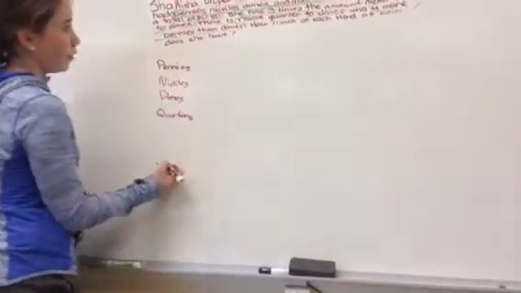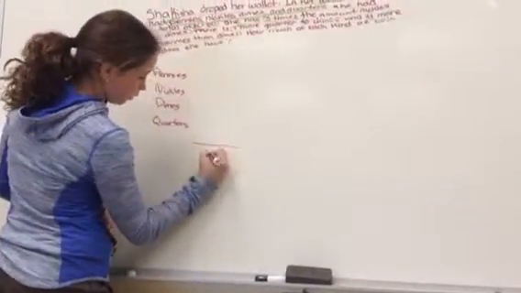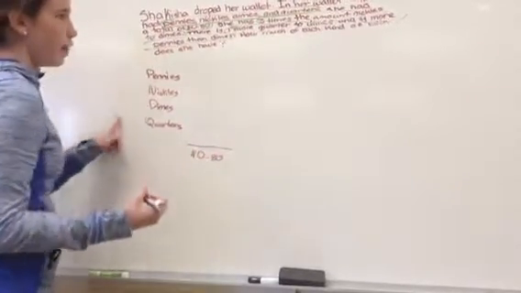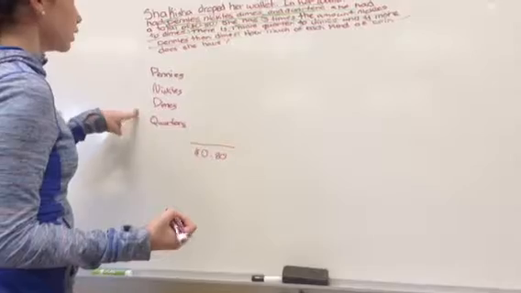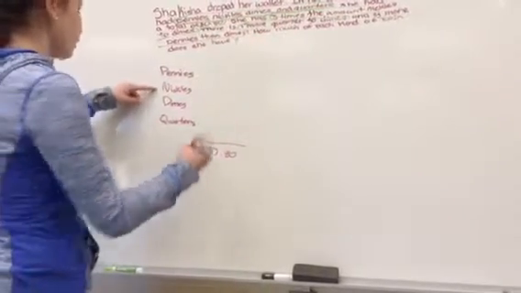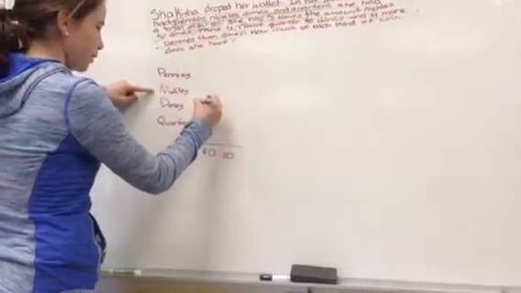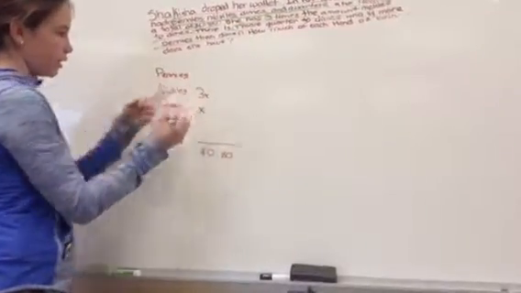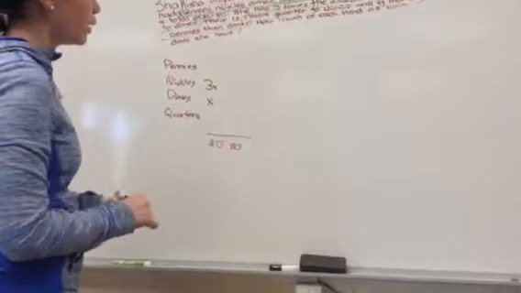I'm going to write the amount of money she has: $0.80, so 80 cents. And then I'm going to put in the question. So she has 3 times the amount of nickels as dimes. So I'm going to put the variable as dimes, and 3x for nickels, because it's 3 times the variable.